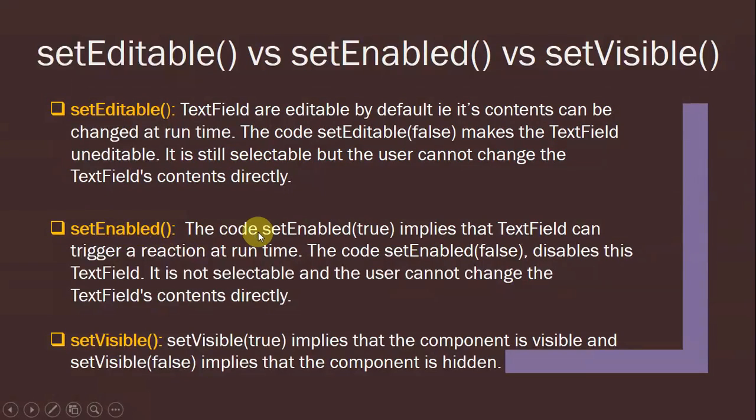setEnabled. The code setEnabled(true) implies that the text field can trigger a reaction at runtime. It is enabled, it means it can trigger a reaction. The code setEnabled(false) disables this text field. It is not selectable. If the text field is disabled, then it means it is not selectable and the user cannot change the text field's contents directly. Next is setVisible. setVisible(true) implies that the component is visible on the form, and setVisible(false) implies that the component is hidden.